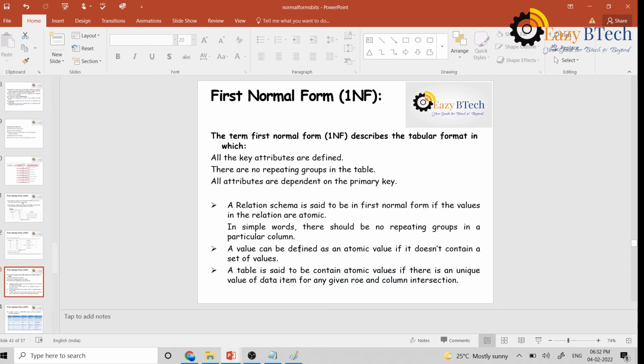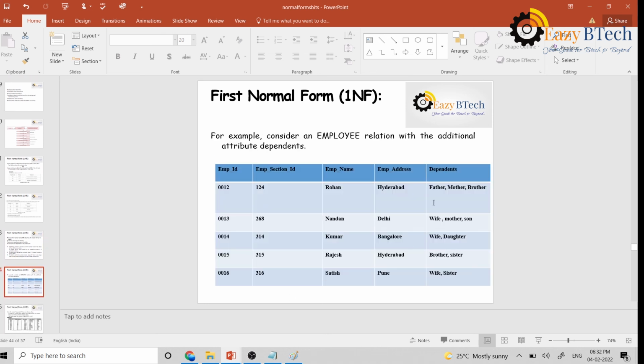A relation schema is in first normal form when it has atomic values. The first one is atomic value: there should be no repeating group in a particular column. A value is atomic if it does not contain any set of values. Here in this example, it has a set of values. Now another example, employee ID.